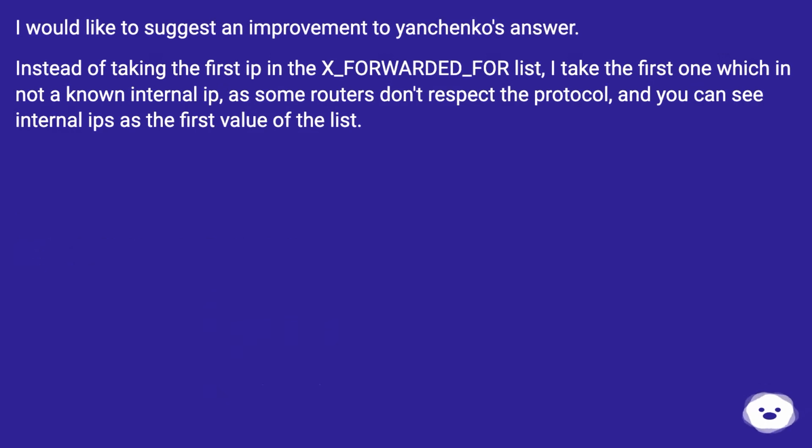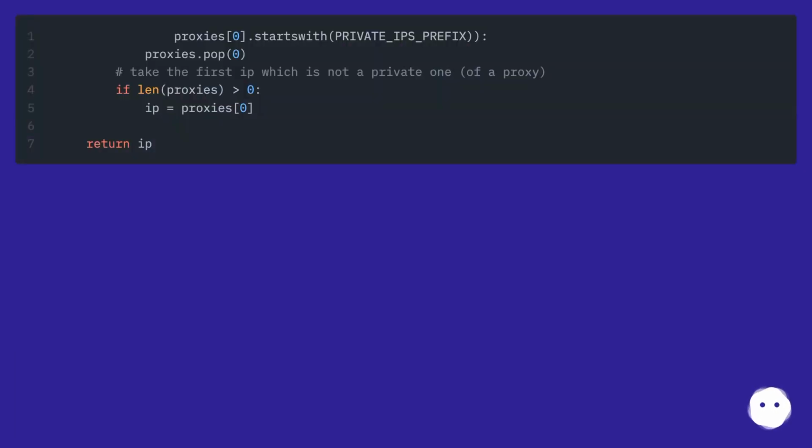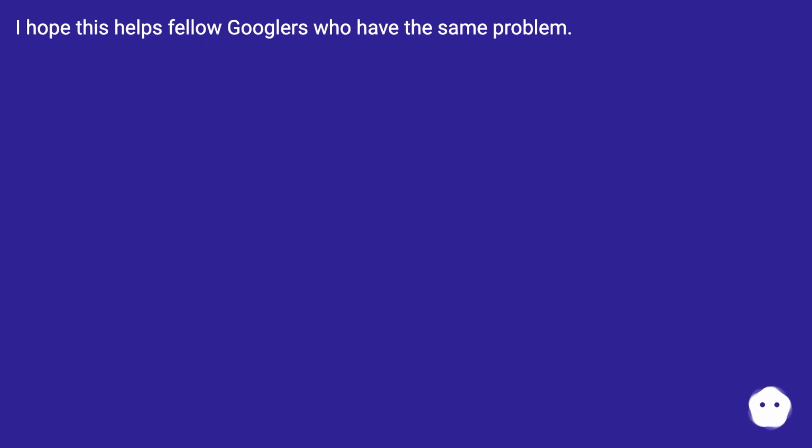I would like to suggest an improvement to Yanchenko's answer. Instead of taking the first IP in the X-Forwarded-For list, I take the first one which is not a known internal IP, as some routers don't respect the protocol, and you can see internal IPs as the first value of the list. I hope this helps fellow Googlers who have the same problem.